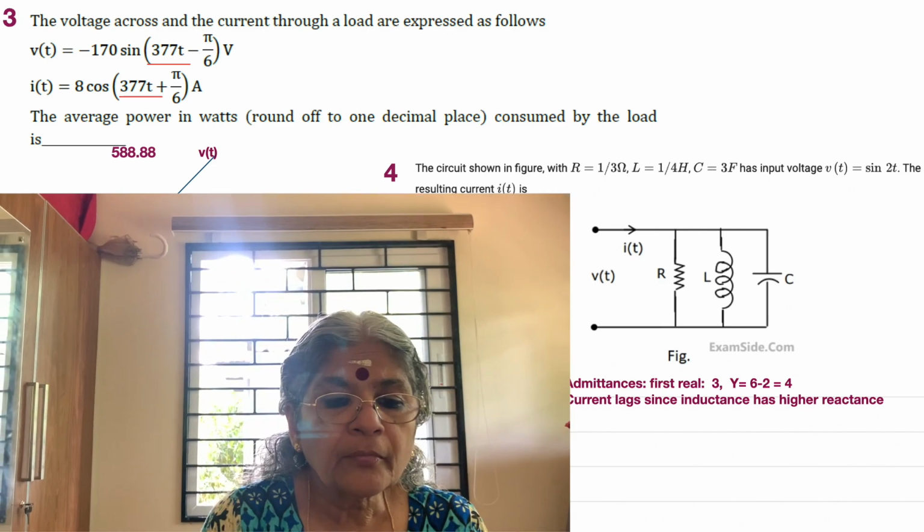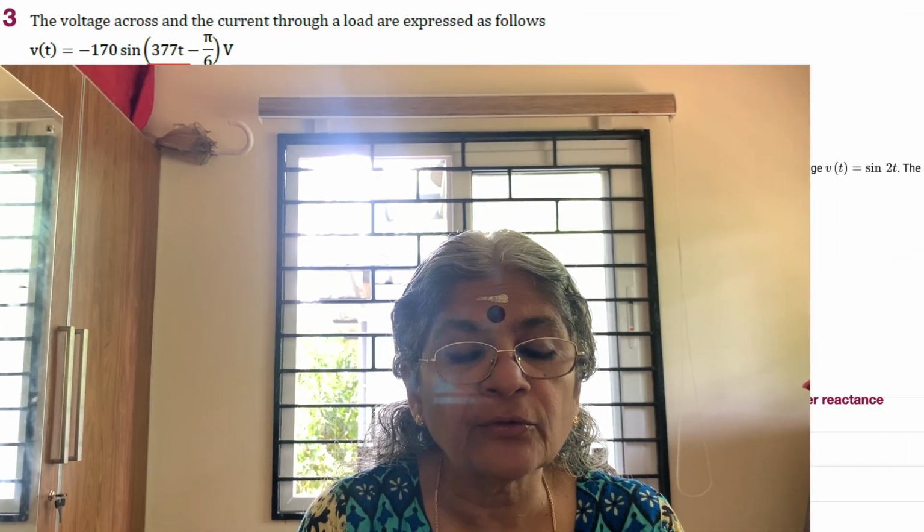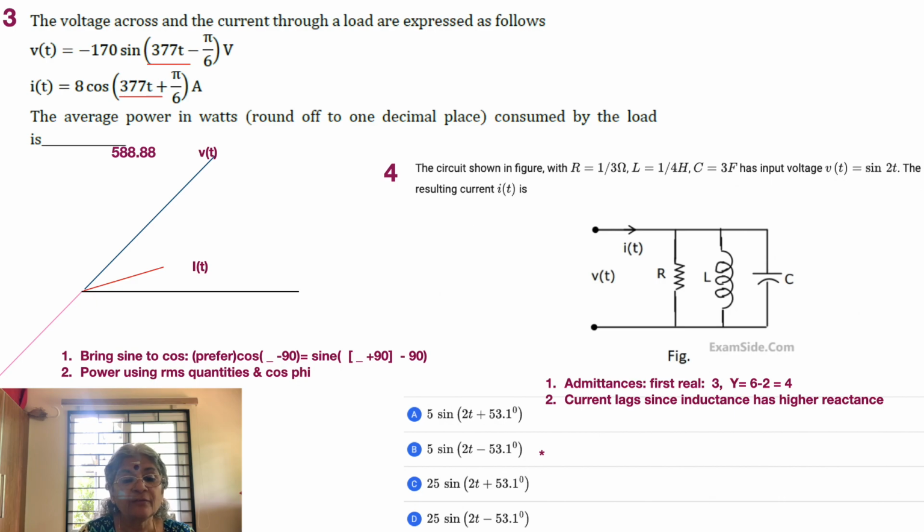Okay. Moving on to problem number 4. The circuit shown in the figure with R. Okay, so the figure is shown. We have three elements, and voltage Vt given across it, with the current flowing into this sub network, which is It. The circuit shown in the figure has R equal to 1 by 3 ohms, L equal to 1 by 4 Henry, and capacitor equal to 3 farad.